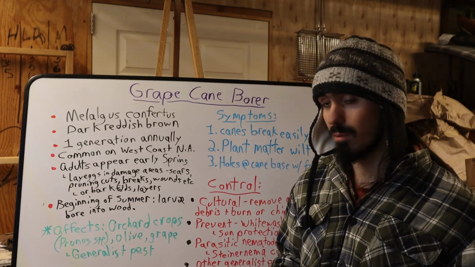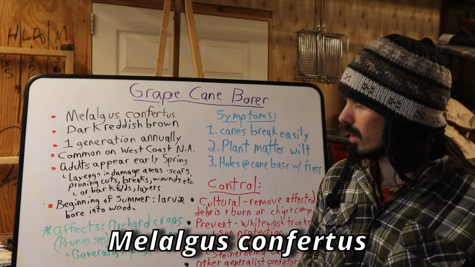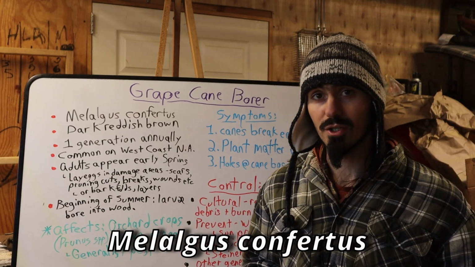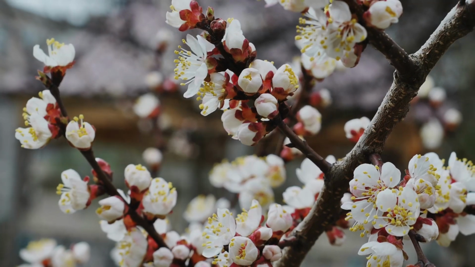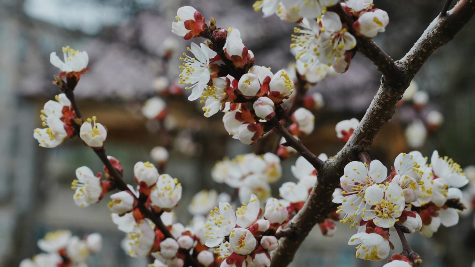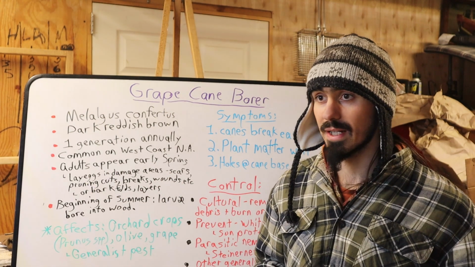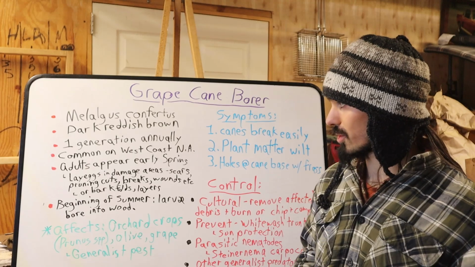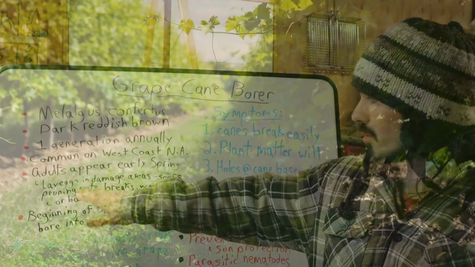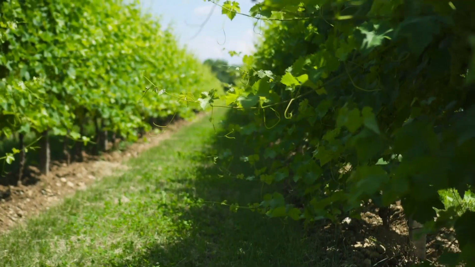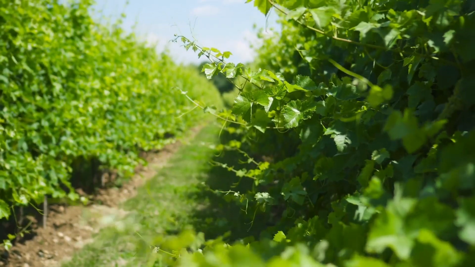So the grape cane borer, or Melalgus confertus, is dark reddish brown in color. It usually produces one generation annually. So that's basically where early in the spring the adult beetles will emerge. They will lay their eggs on the vines or the canes, and these areas are typically where there is already damage that has occurred to the plant or to the tree, such as any scars, any breaks, any pruning cuts from previous maintenance, or any other wounds, ones potentially caused by other animals or insects.